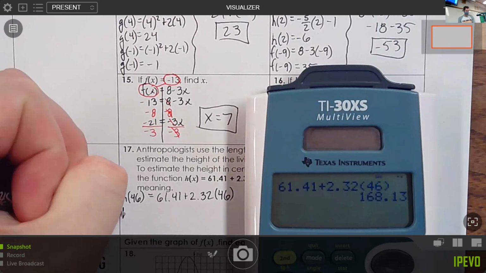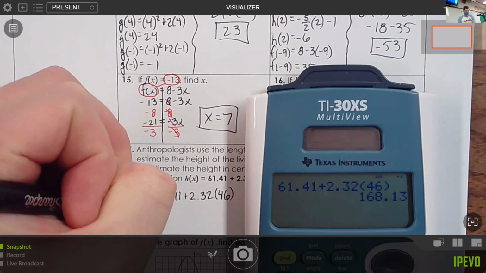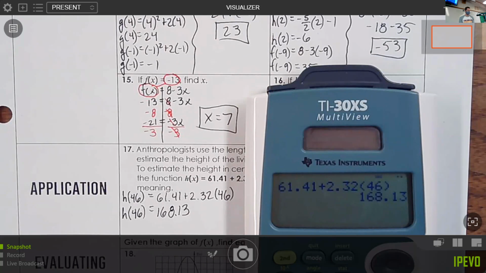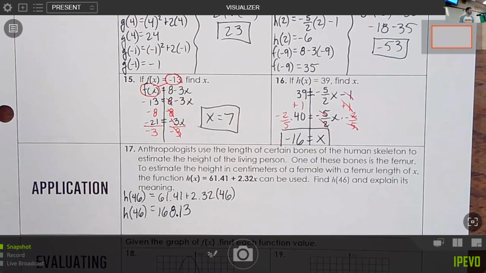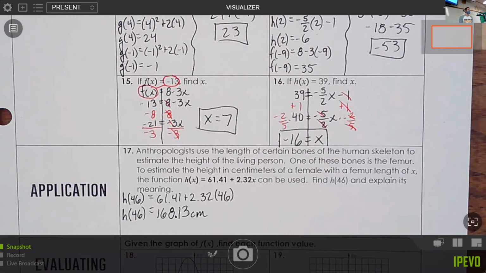So h of 46 equals 168.13. What do we put after that? What unit of measurement is being used? Centimeters, yeah, so cm. All right, now we have some interpretation to do. We solved the math. Now we actually have to explain what's going on here.